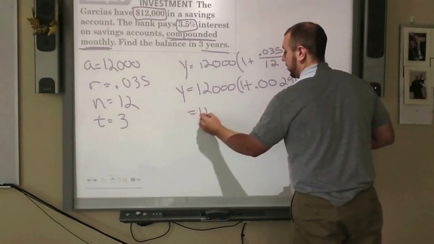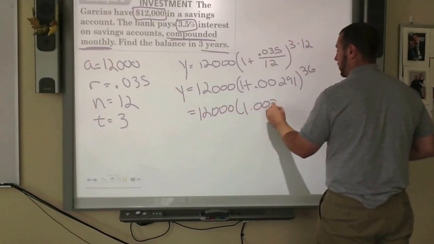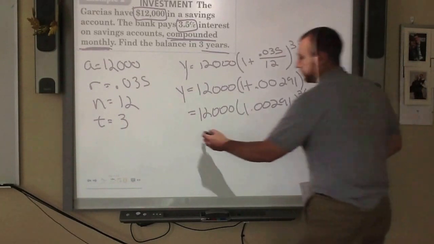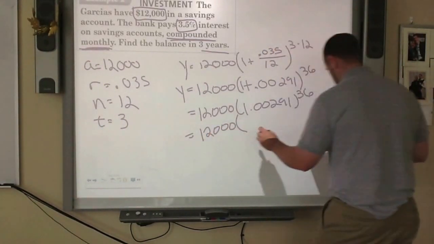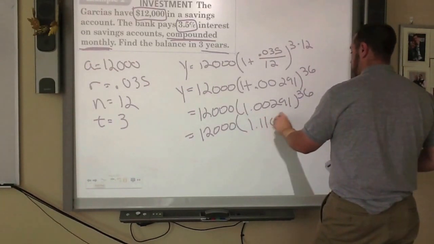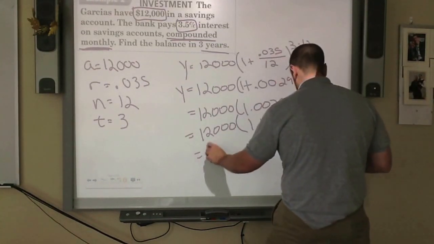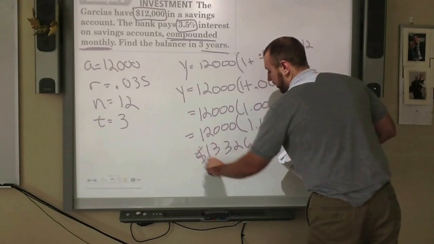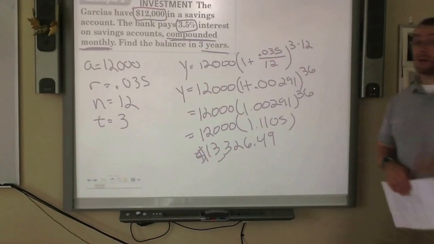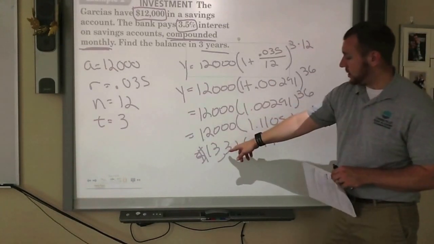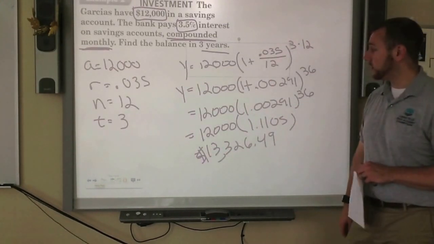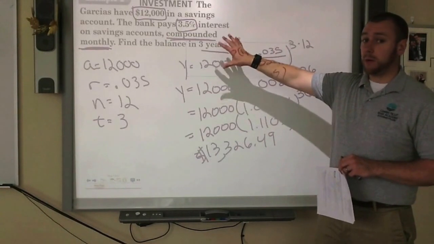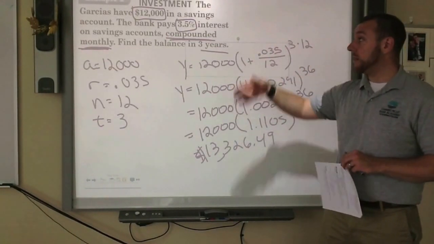Now I add these together. I then do this decimal raised to the 36th power, and I get 1.1105. And I multiply it, and I get 13,326.49. So that's the amount of money I have after 3 years. So in reality, from 12,000 to 13,000, I gained about $1,300 in that account. And that is how banks operate. And it's also how credit cards operate with your balance and your interest.